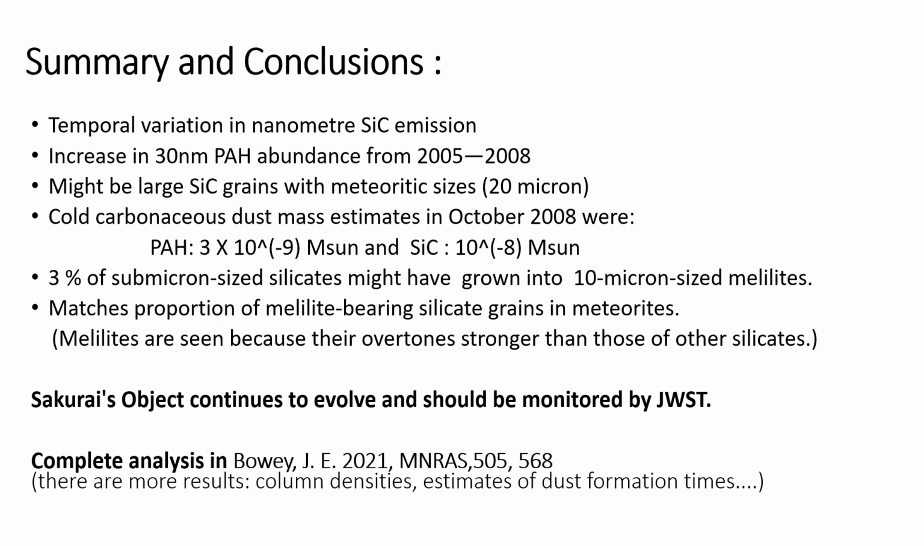I have deduced variations in the silicon carbide emission component. I have also deduced an increase in the PAH abundance during the entire observation period. There might also be large silicon carbide grains with meteoritic sizes that cannot really be easily detected by any other method other than overtones. An estimate of the coal dust produced by this star can also be made, but is not presented in detail in this work.